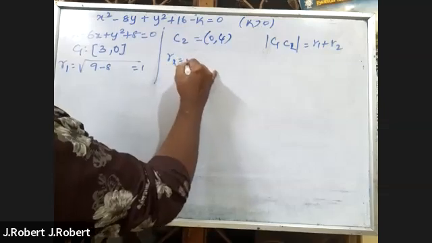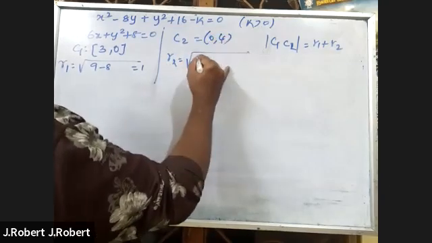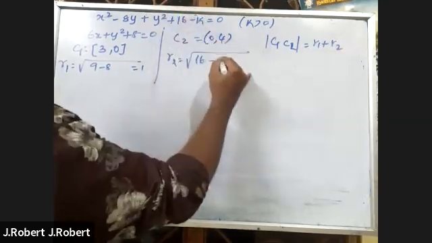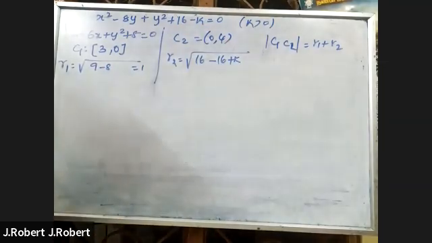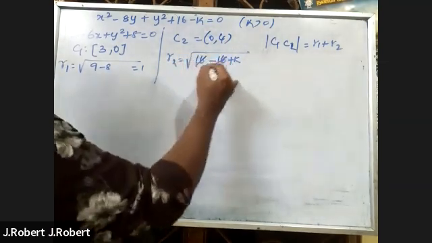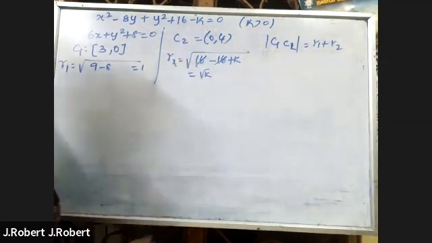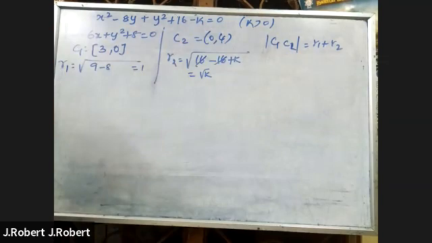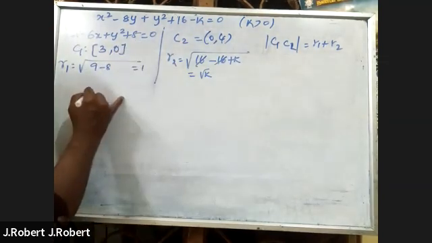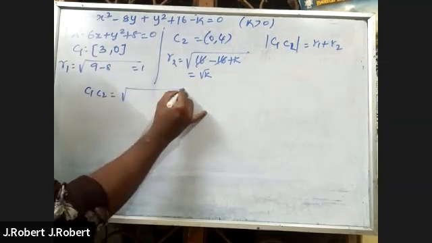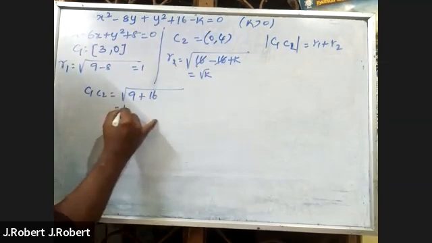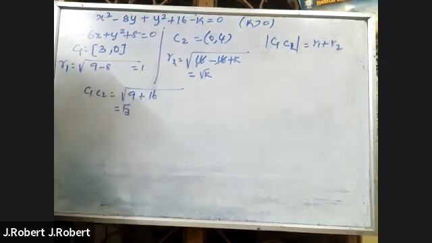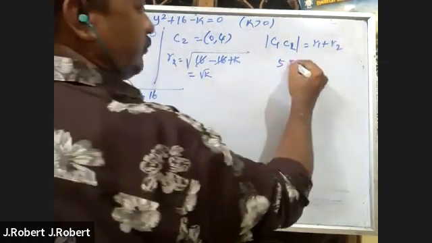Next radius r2 is square root of 0, 4 square 16. Here there is a minus, minus 16 plus k, correct? So we have 16 minus k, and then which is equals to root k. So this is called your r1 plus r2. Now find this c1 c2, the distance between these two, c1 c2, square root of 3 minus 0 is 9, 4 minus 0 is 16, square root of 25 is 5. So we found c1 c2, which is equals to 5.